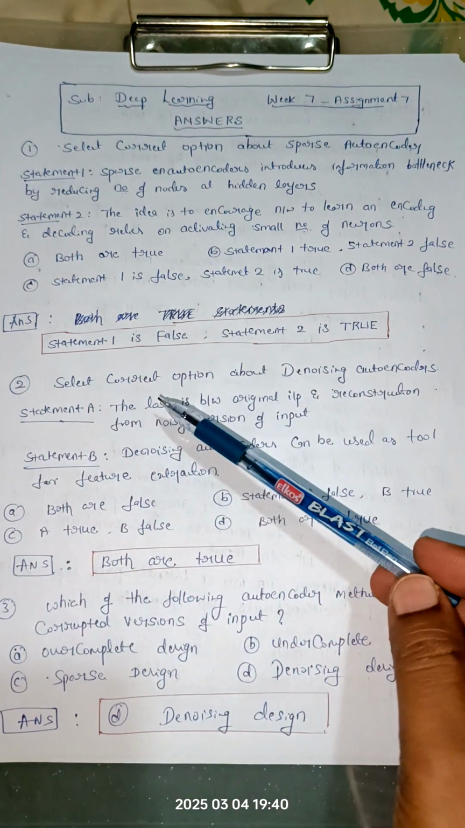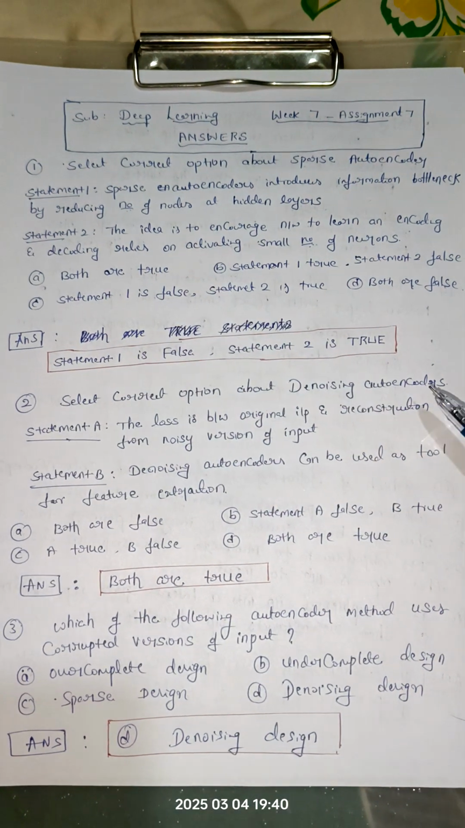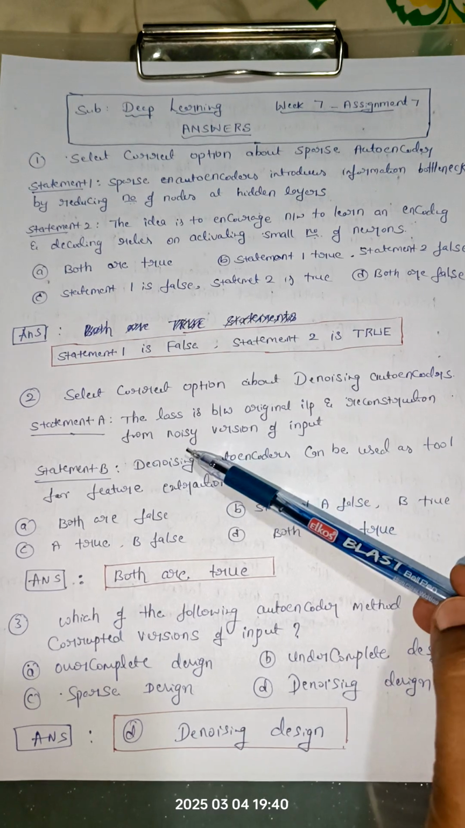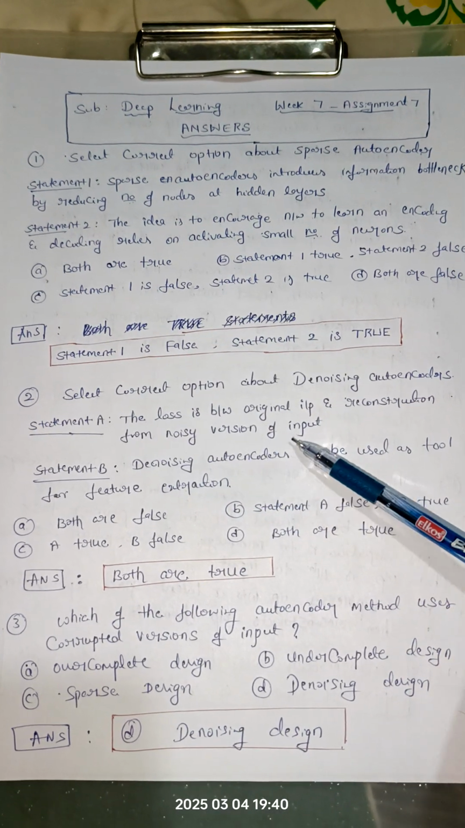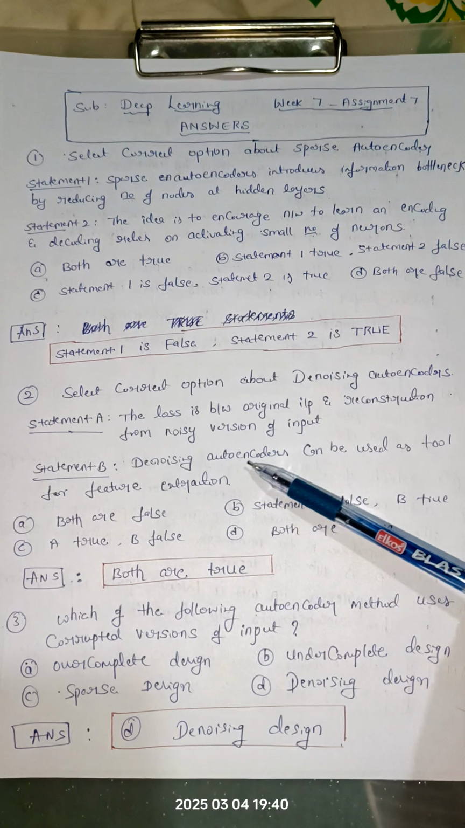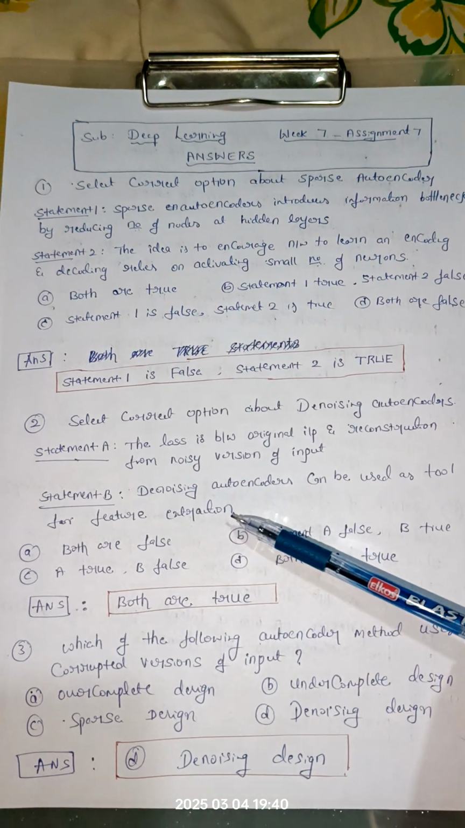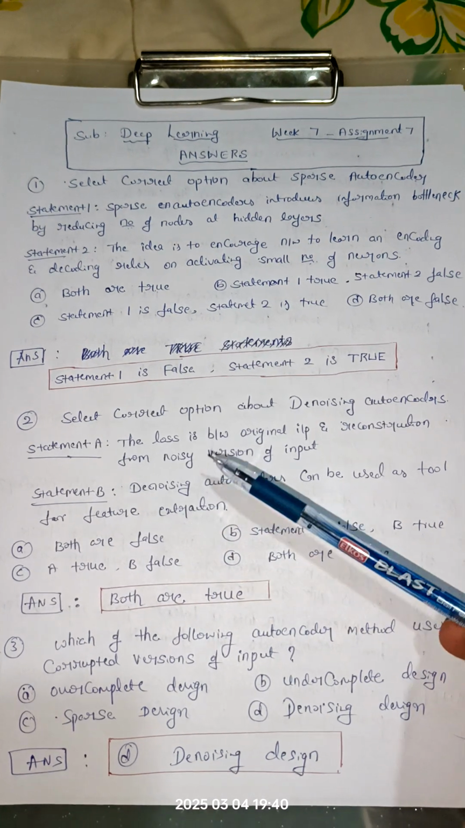Second one, select the correct option about the denoising autoencoders. Statement A, the loss is between the original input and the reconstruction from the noisy version of the input. Statement B, denoising autoencoders can be used as a tool for feature extraction. So from these statements, both are true.